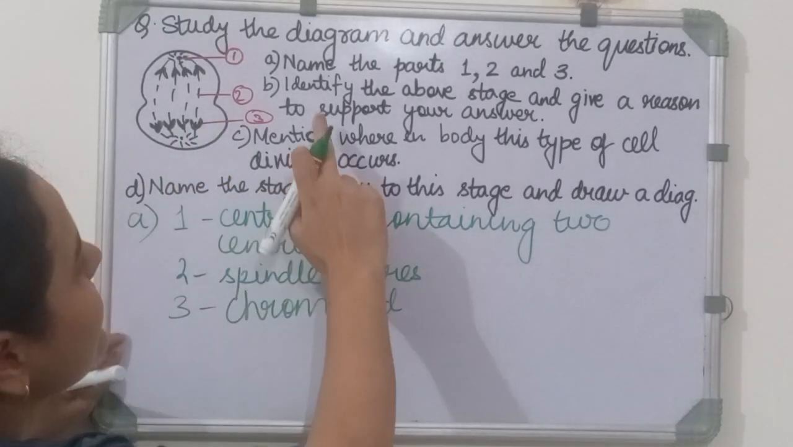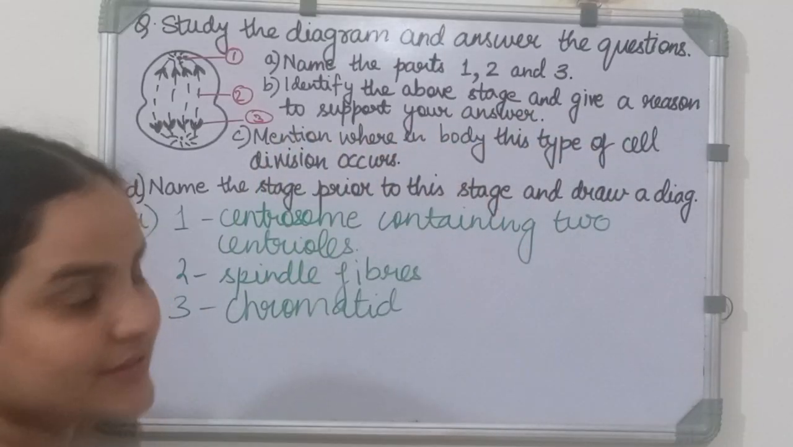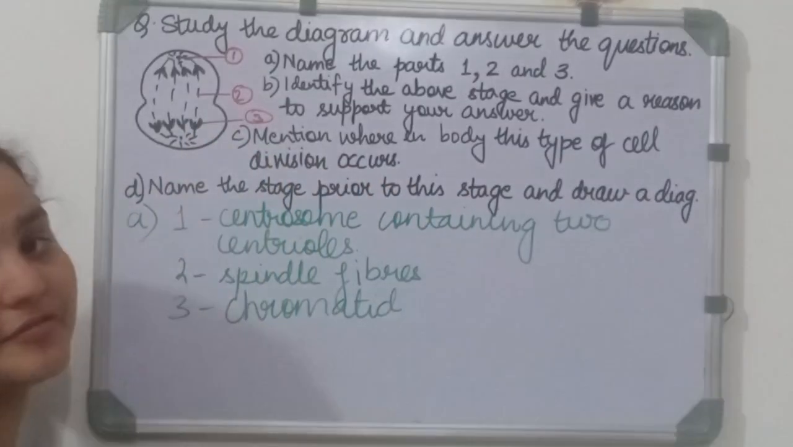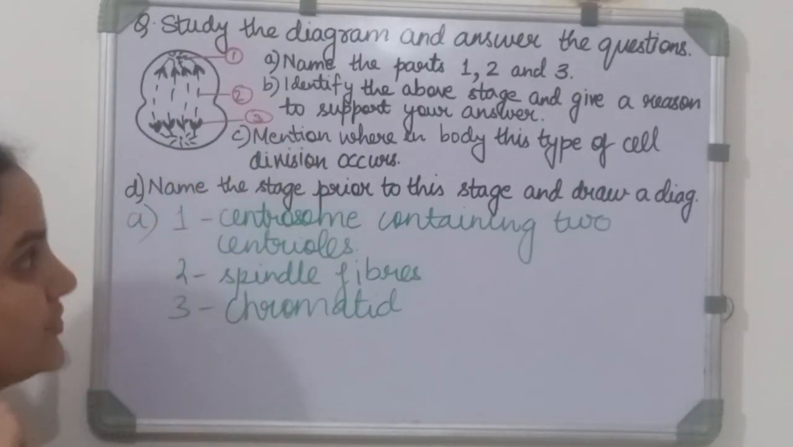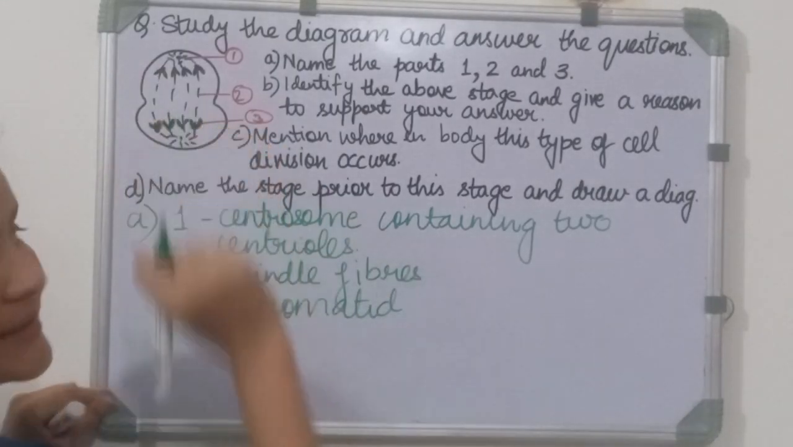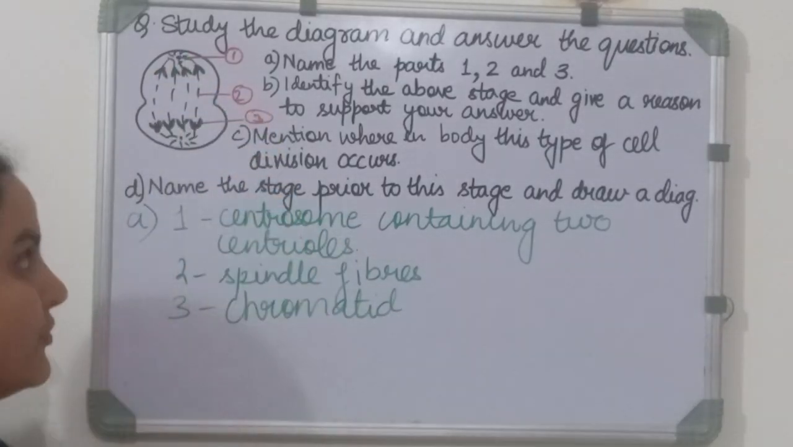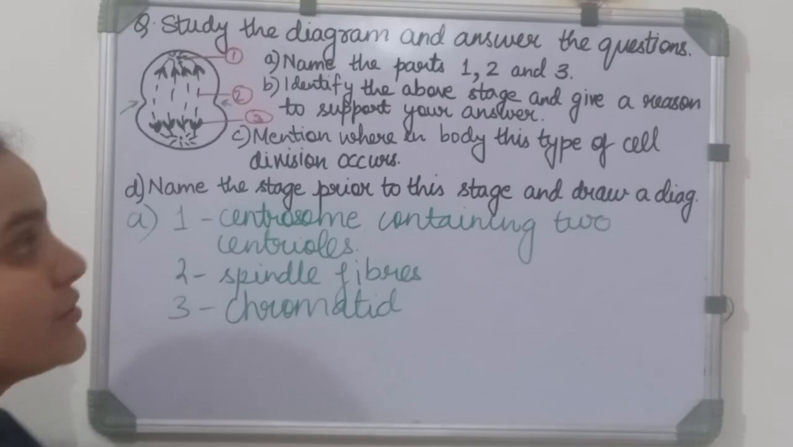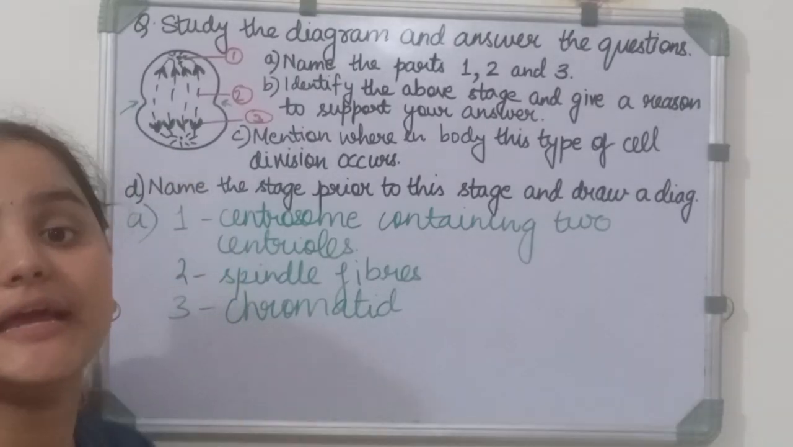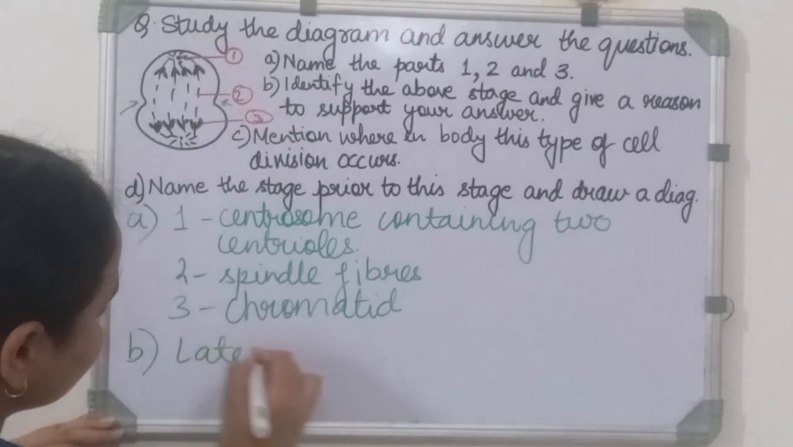Now the next question, identify the above stage and give a reason to support your answer. We do not have to just identify, we also have to give the reasons for why it is known as that stage. Okay, so from the diagram we can see that sister chromatids are moving towards the poles. They have split from the center and we can see a furrow in the cell membrane. So this phase actually is late anaphase. So the answer for B is late anaphase.